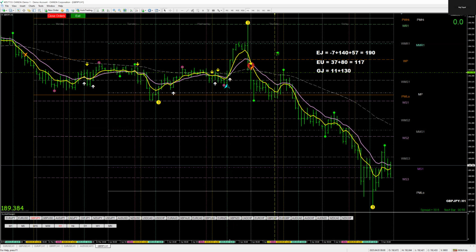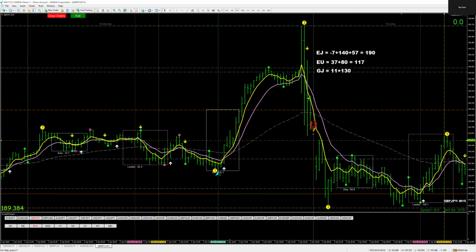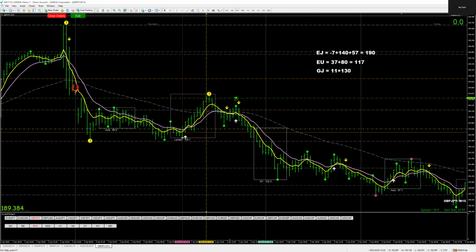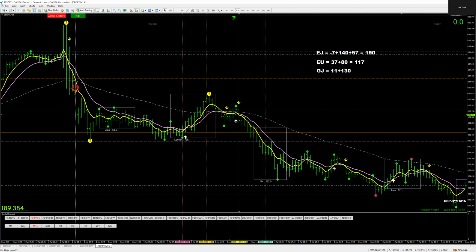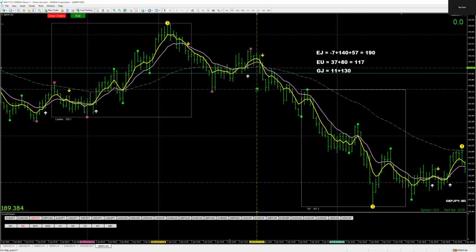Then we come to Thursday. Daily, 4-hour, everything is turned, right? So now we're looking for a fresh cross in the 15 because we just have a retracement here. And 15 gives us a fresh cross here. This is also a 1-ball retrace. Let's look at 5. 5 gives us a fresh cross here.